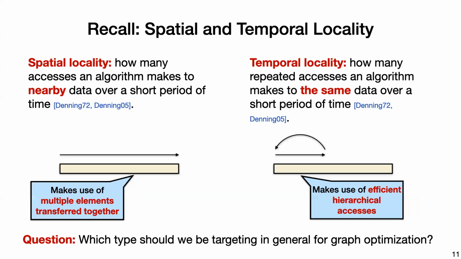Remember, I said something like this at the beginning of class, but there are two main kinds of locality. The first is spatial locality, which is how many accesses your algorithm makes to nearby data over a short time. You can think of spatial locality as optimizing for cache lines. And there's temporal locality, which is how many repeated accesses you make to the same data over time. That's more of a cache hierarchy thing, like taking advantage of L1, L2, and so on. Whereas spatial locality is in some sense independent of the levels of cache. It's only dependent on the size of your cache line and how fast it can move through the hierarchy. So which type are we interested in targeting for graph optimization in general?